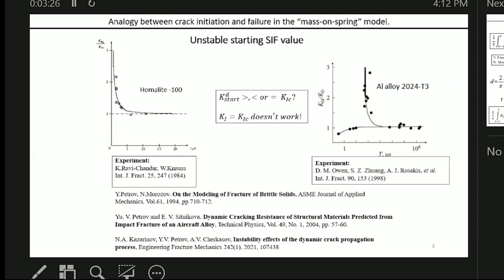Means that the load has already stopped, and we are at the decreasing stage of the stress intensity factor, and fracture initiates at this decreasing stage. So, of course, in these cases, classical static and even classical dynamic approaches simply don't work. And some known experimental works confirm this.